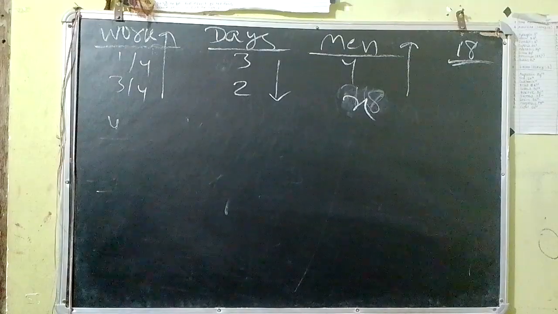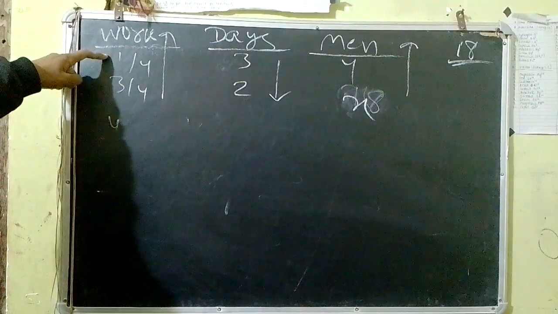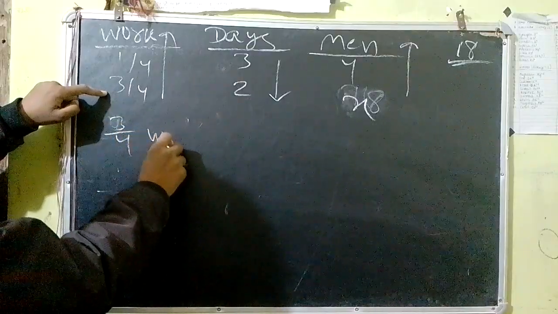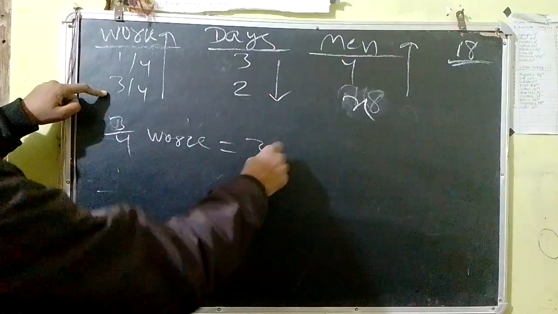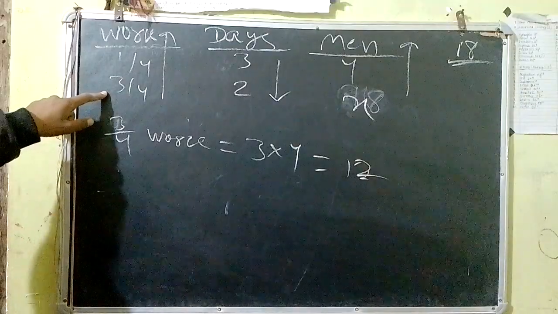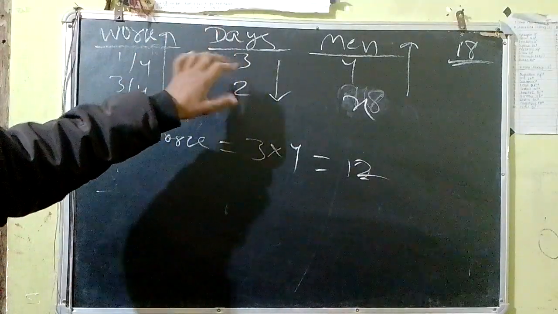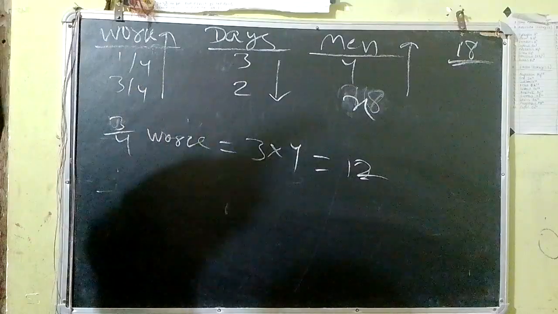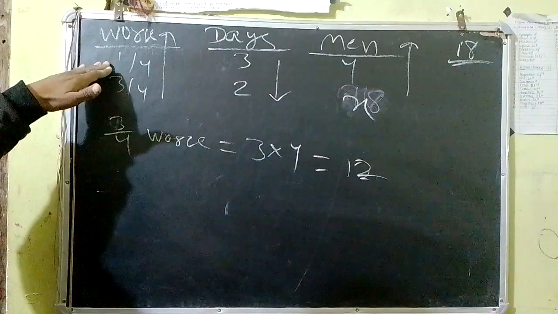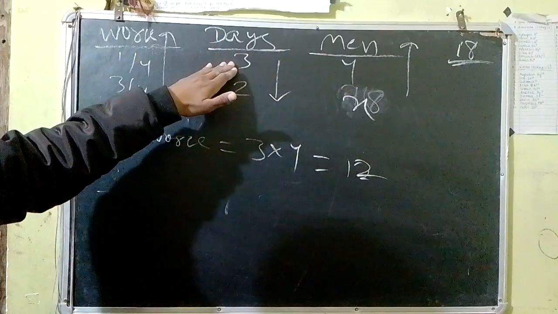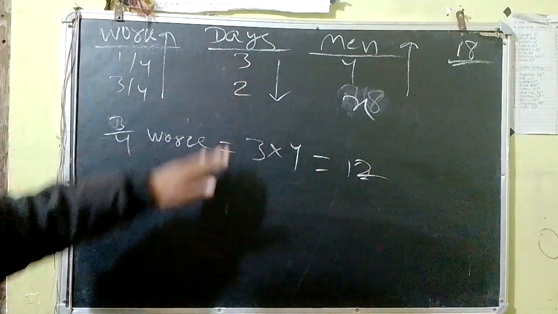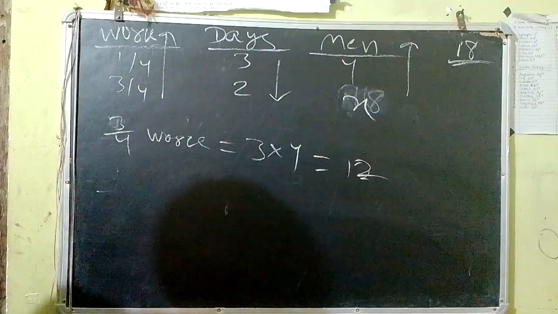If 1/4 work can be done by 4 men, then 3/4 work will be done by how many men? 3 times 4 men, 12 men. If days is constant, it means you do not change the day. In 3 days, 1/4 work is done by 4 men. Then in the same 3 days, 3/4 work will be done by 12 men. You do not change the day. But the days changed, so we have to figure this out.